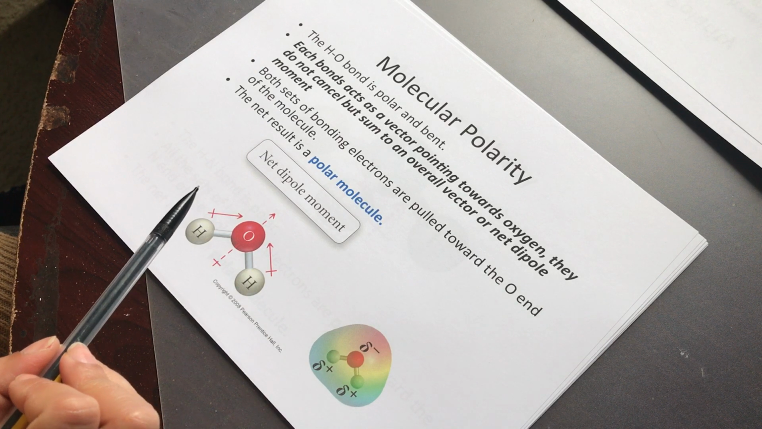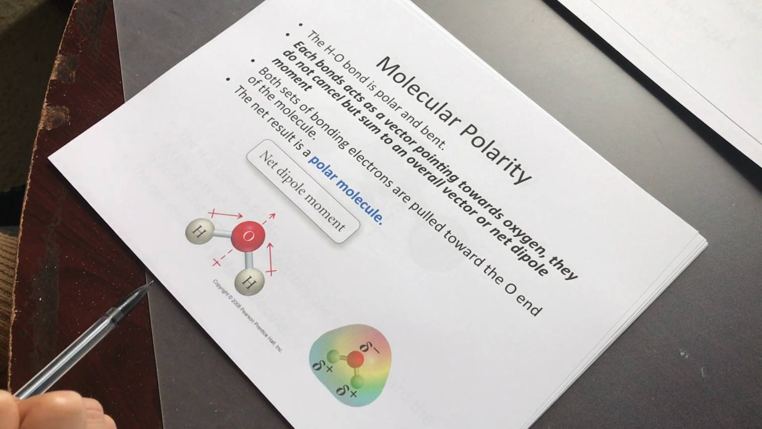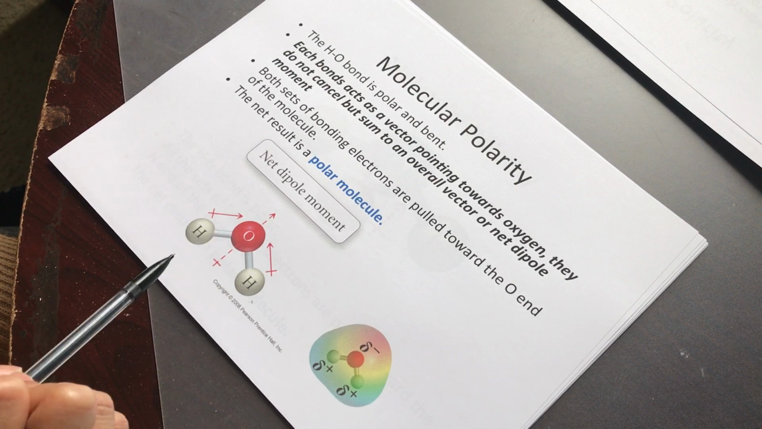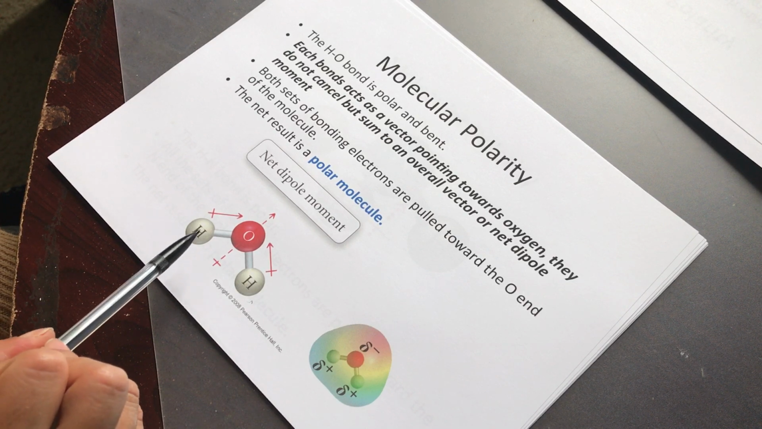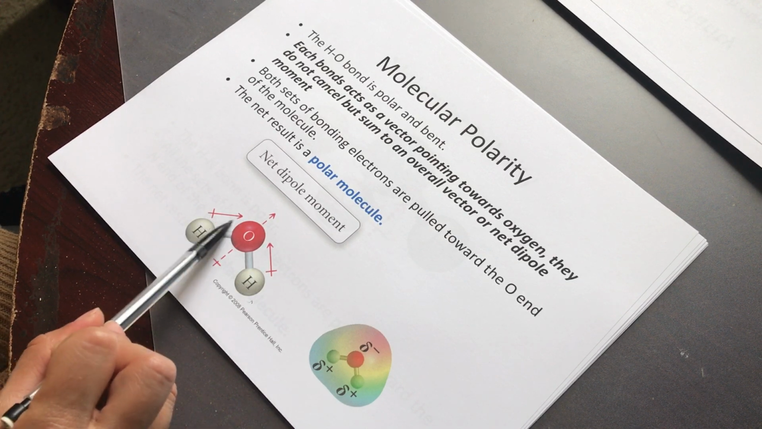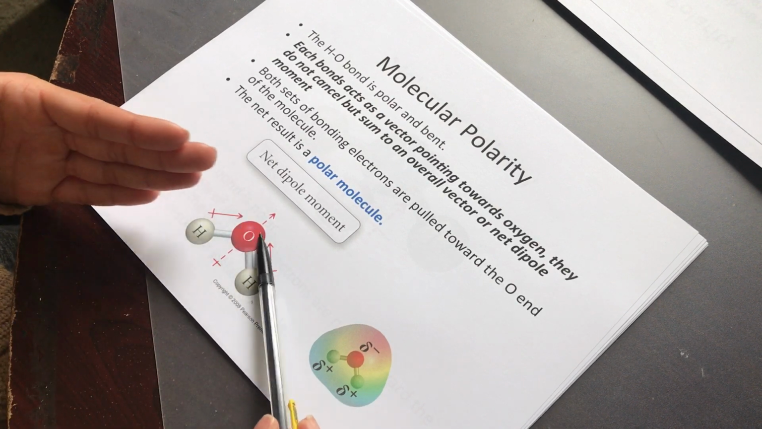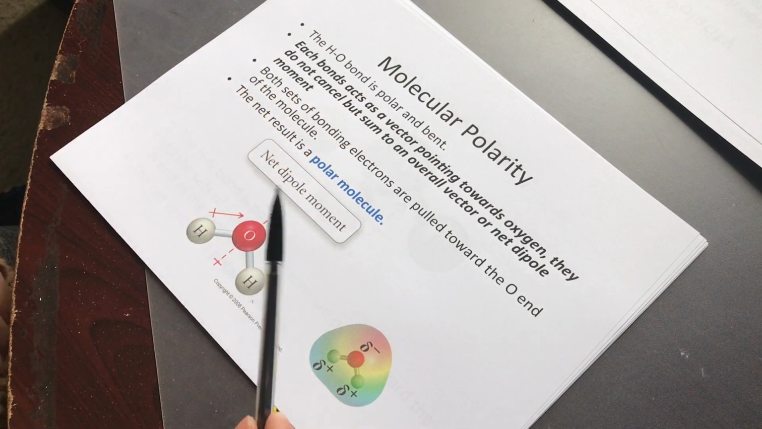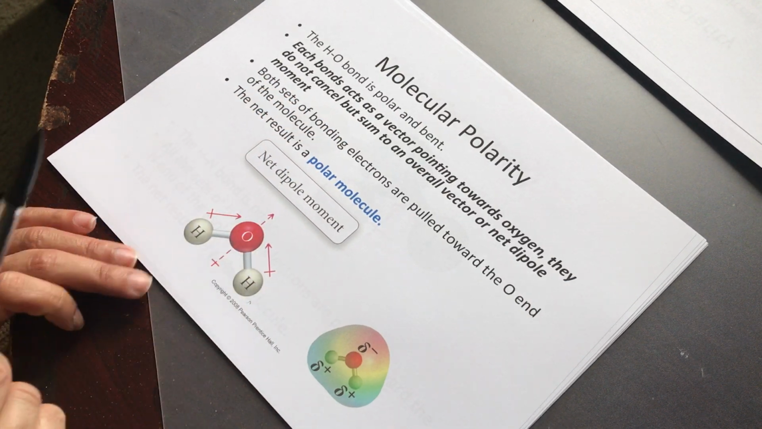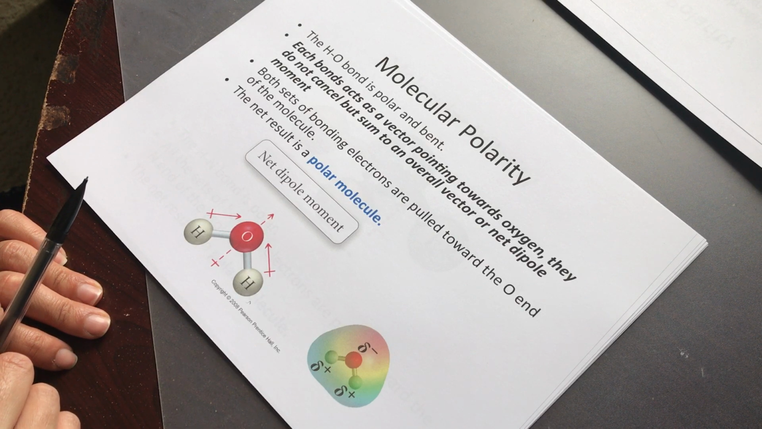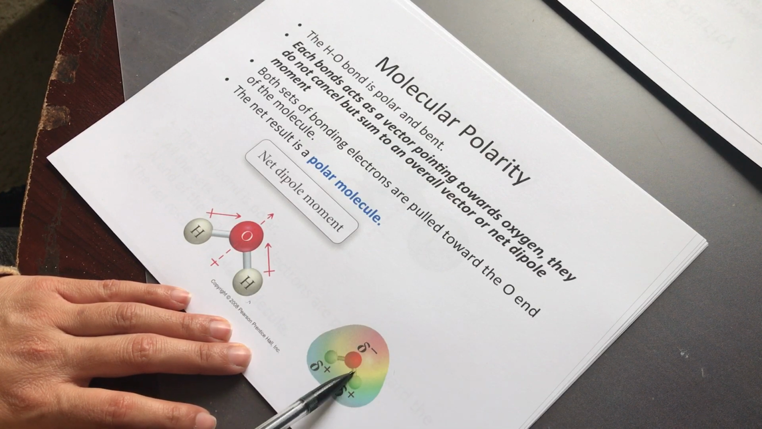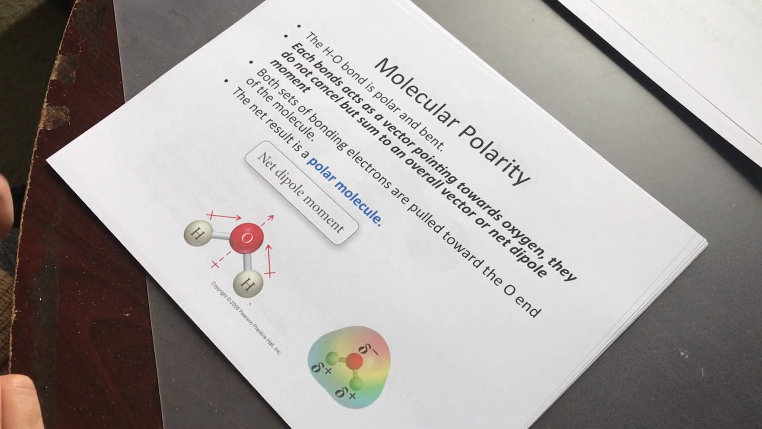The hydrogen-oxygen bond in water is polar and the shape is bent. Now, the difference here, because of the asymmetry of the molecule, actually makes the whole molecule polar, not nonpolar. Each bond acts as a vector, and this time they're pointing towards the oxygen. So they're pointing in the same exact direction. So instead of canceling out, they sum up to an overall net dipole going up towards the oxygen. This set of bonding electrons is pulled to the oxygen end, which makes the oxygen end a lot more electron dense and therefore makes the entire molecule polar.